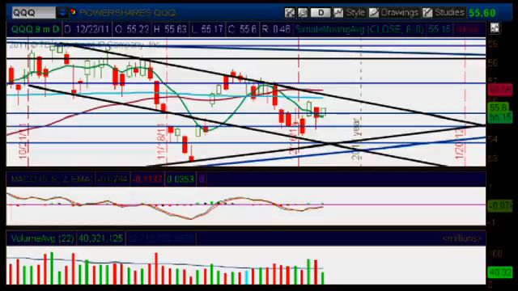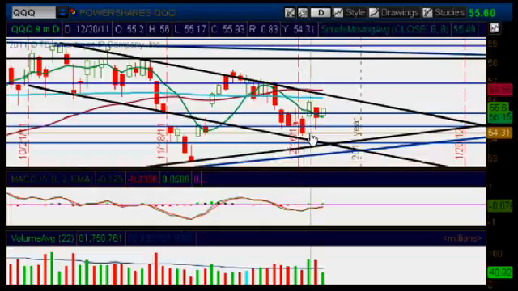It is Thursday, December 22nd of 2011, and we are looking at the Cube Daily Chart. Hope you all had a wonderful trading day, and you're all ready to do some technical analysis here with me. So let's get started and check this out.